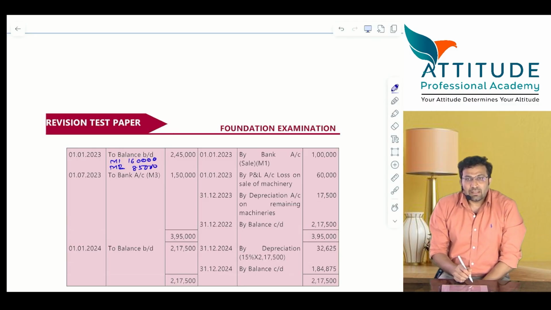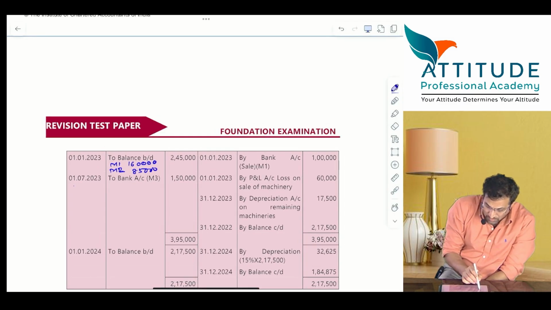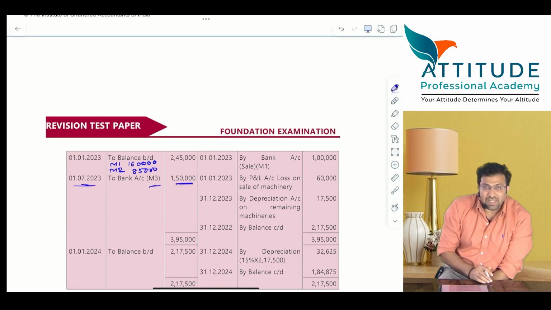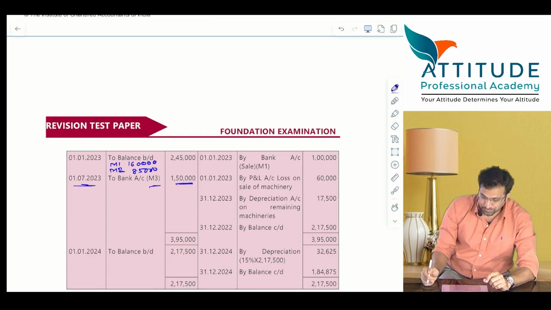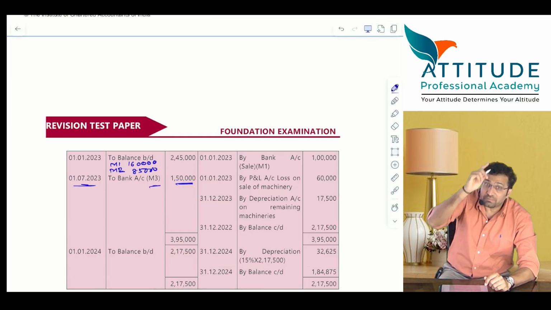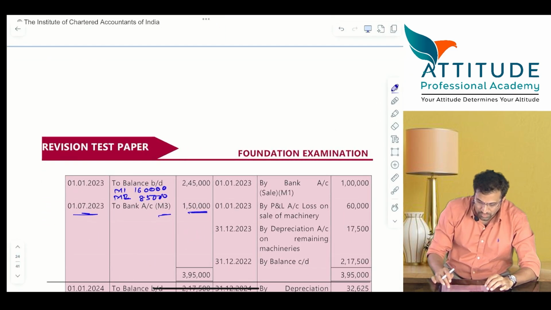समझ में आया? Now in the year 2020 there is one more machinery M3 which is purchased for how much? 1,50,000. But they have also given in the same year M1 is sold. देखो उधर क्वेश्चन, देखो क्वेश्चन क्या है, पढ़ो थोड़ा. क्वेश्चन क्या है?